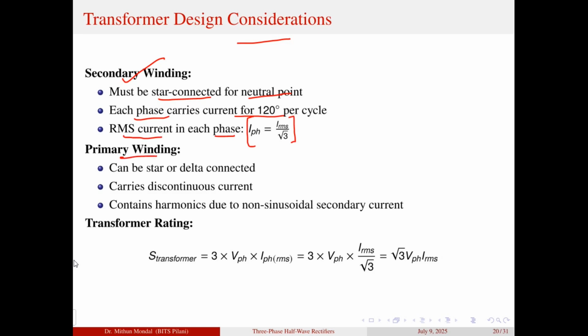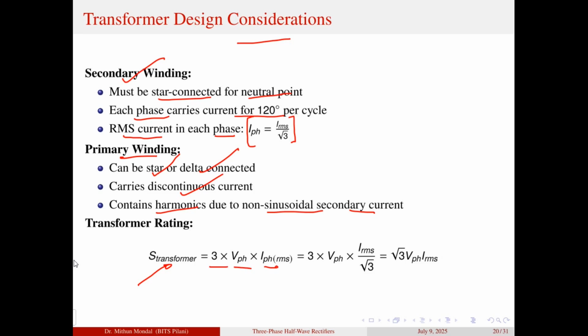Primary winding, as we have seen, can be in the form of star or delta. It has to carry the discontinuous current, and it will be containing certain harmonics due to non-sinusoidal secondary current. We will not have a pure sine wave. We will have non-sinusoidal secondary current. So harmonics will be there. So the transformer rating is given by 3 times the product of the V phase and I phase.